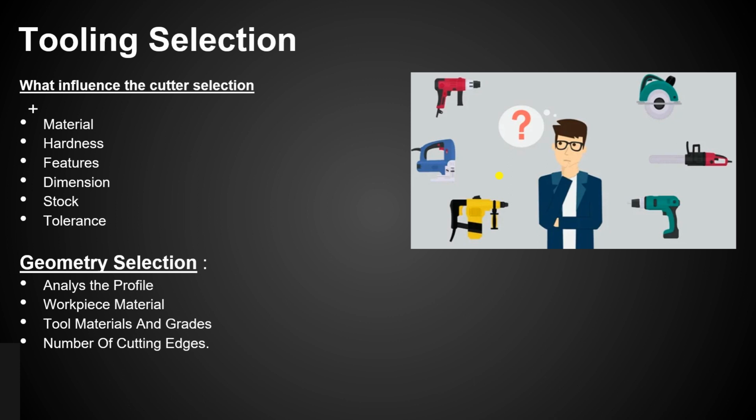After that, features: is there a rib, is there drilling, boring, a 3D profile, what type of curvature is this. Dimension: like if you have a 100 by 100 dimension, you can implement your 50 ball nose cutter instead of your 10 or 20, because it takes time also.